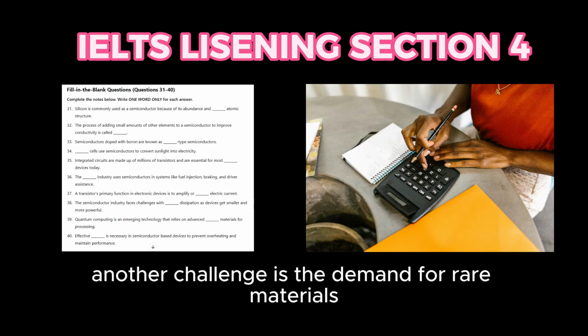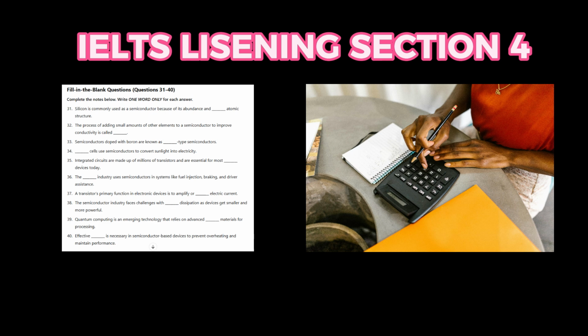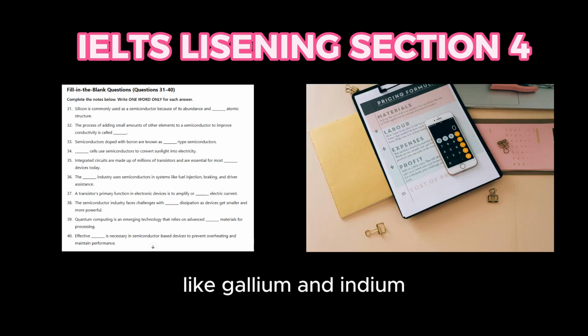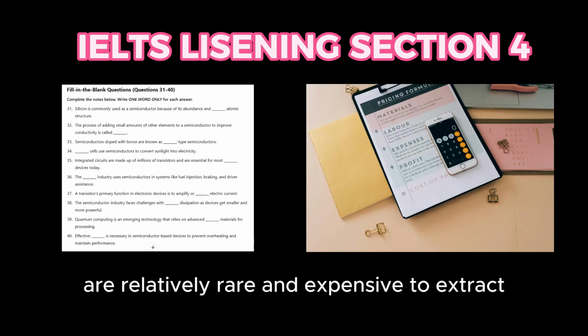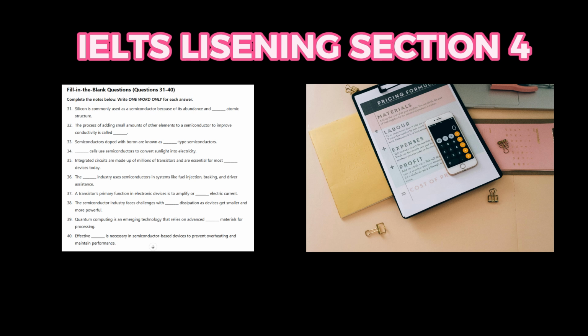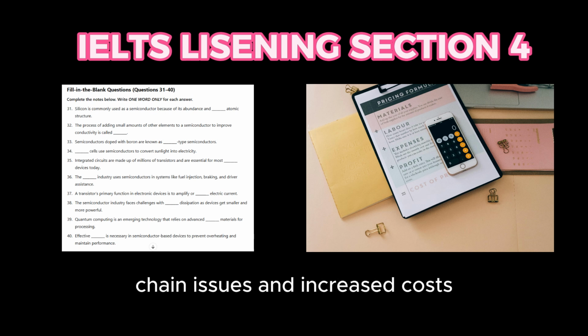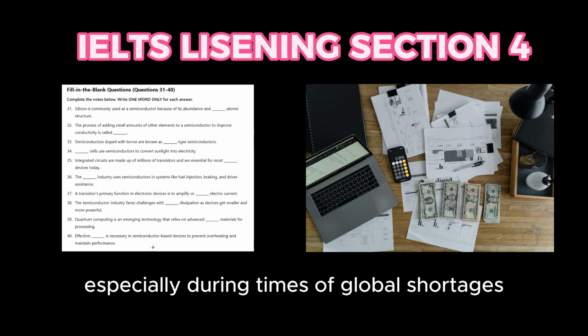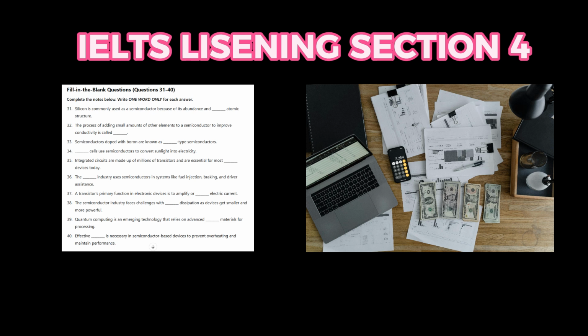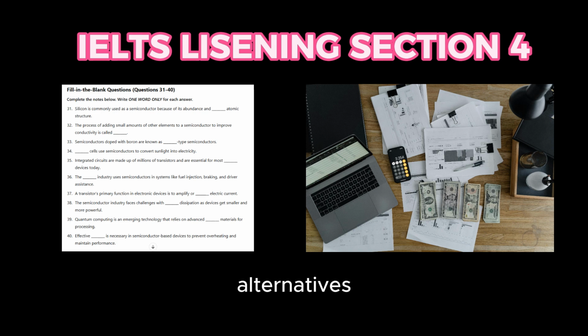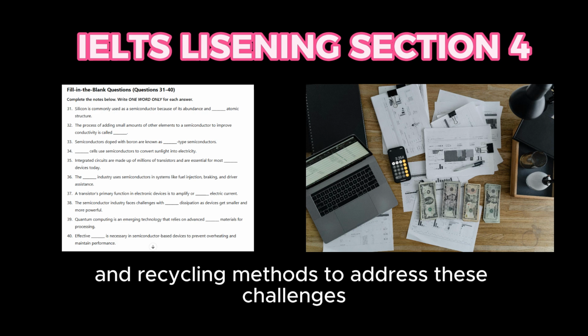Another challenge is the demand for rare materials. Although silicon is abundant, many other materials used in semiconductor manufacturing, like gallium and indium, are relatively rare and expensive to extract. This dependence on rare materials has led to supply chain issues and increased costs, especially during times of global shortages. The semiconductor industry is continuously researching alternatives and recycling methods to address these challenges.